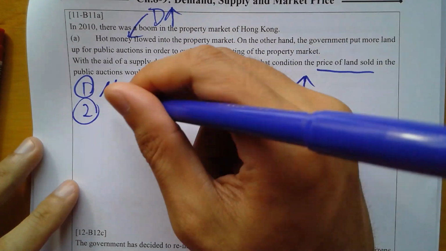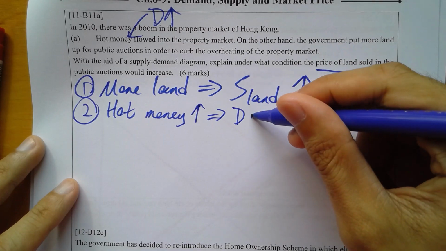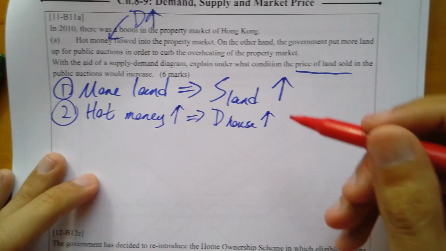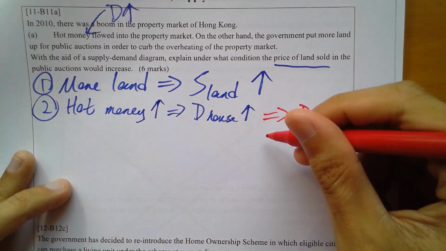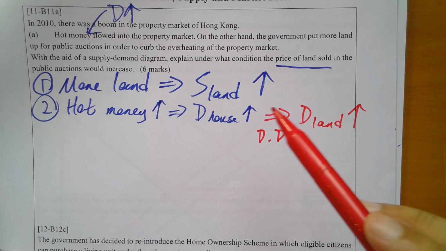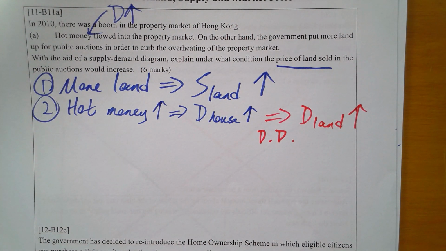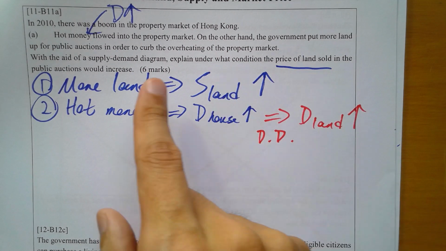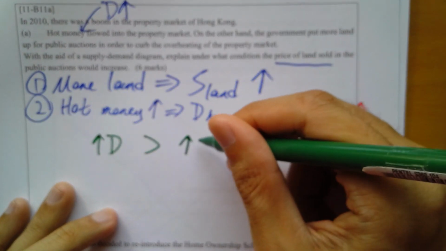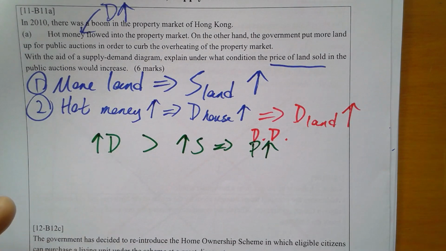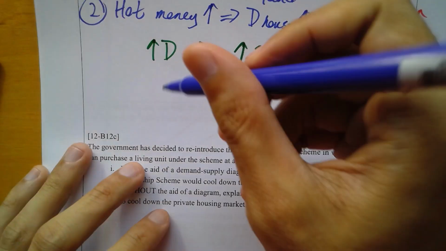On the other hand, hot money increases, meaning the demand for houses would increase. When demand for houses increase, then the demand for land would also increase. Why? What is that relationship? We call that derived demand. No land. How are you supposed to build houses? So we have both increase in supply and increase in demand. Now explain under what condition would the price increase. Now the condition is like this. If the increase in demand is bigger than the increase in supply, then price would increase. Let us say, increase in price due to demand. No. This is price, okay? Not quantity transacted.